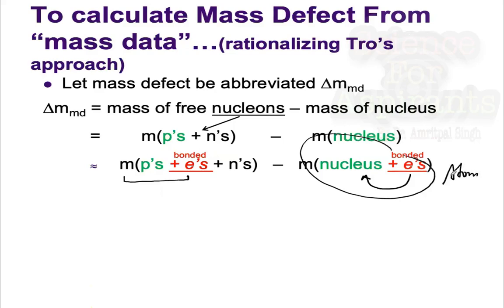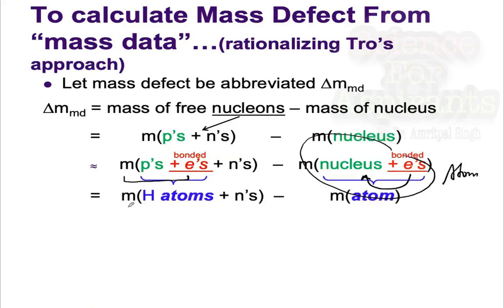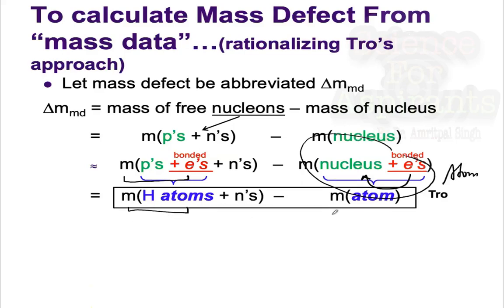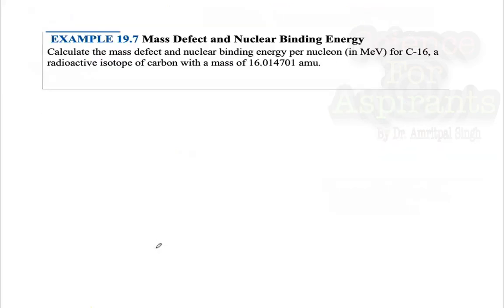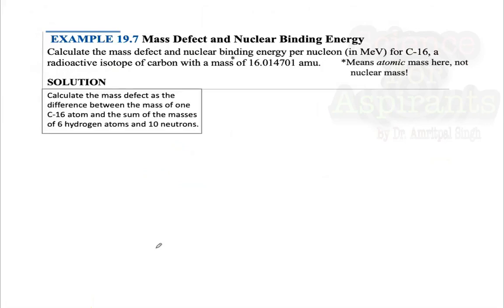When we add electrons to the protons, we generally write the mass of a hydrogen atom. That's why the formula is always written in terms of the hydrogen atom and atomic masses. This is the example of the mass defect and nuclear binding energy. Calculate the mass defect and nuclear binding energy per nucleon for carbon. The mass of carbon is given.